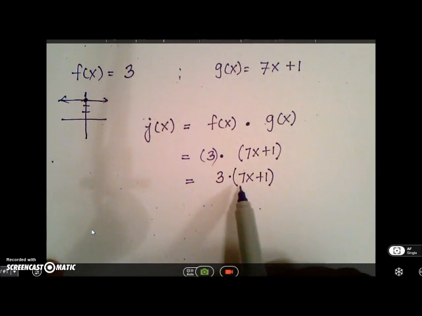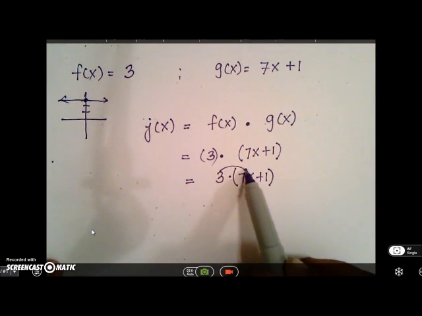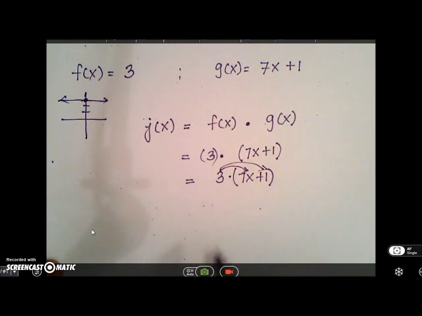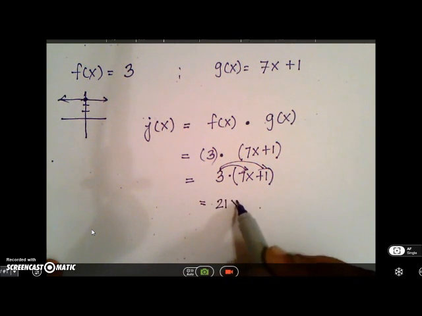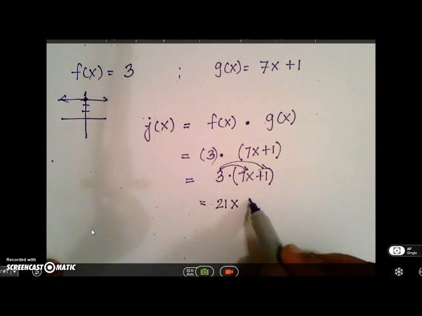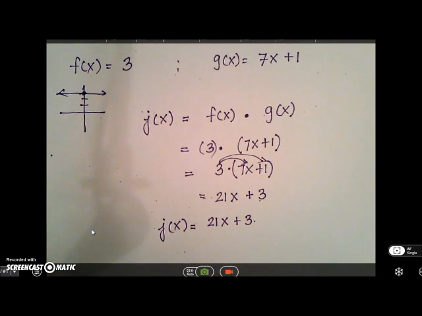Does it resemble something that we did before? Of course, this is your distributive property. So what I'm going to do is distribute the 3 to both of these terms inside my parentheses. 3 times 7x is going to give you 21x. 3 times 1 is going to give you a 3. Both are positive, so they stay positive. So 21x plus 3 is my new function j of x, which I got by multiplying my f of x and g of x. So these are the 3 basic operations that we do with functions.